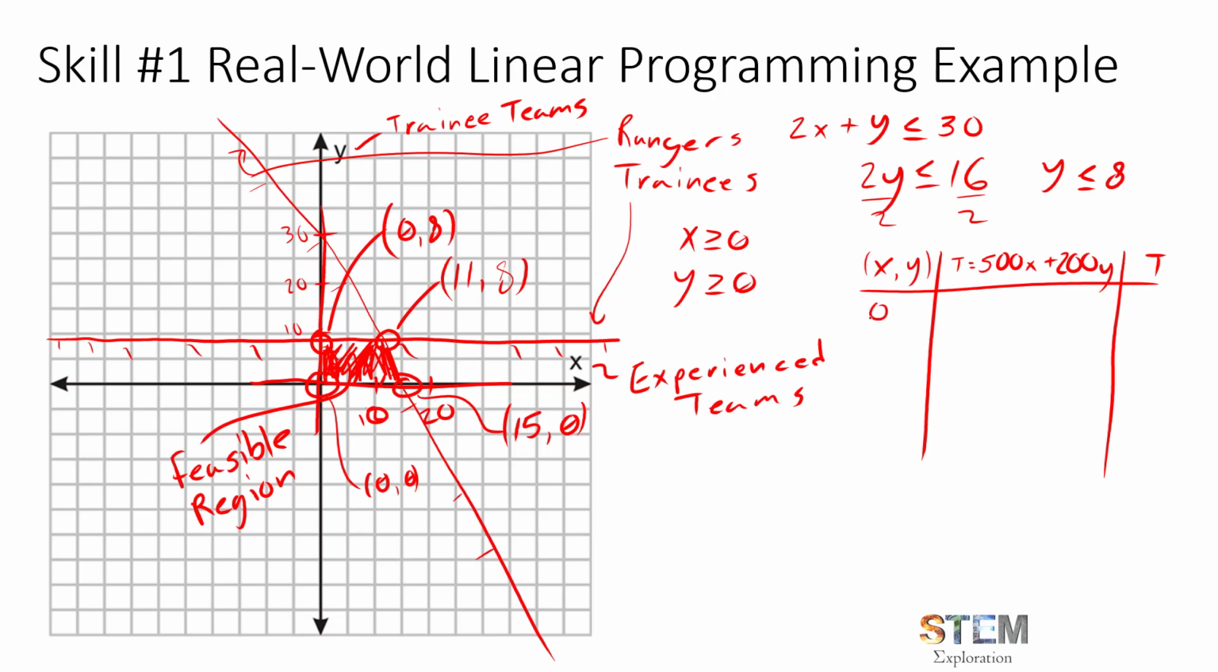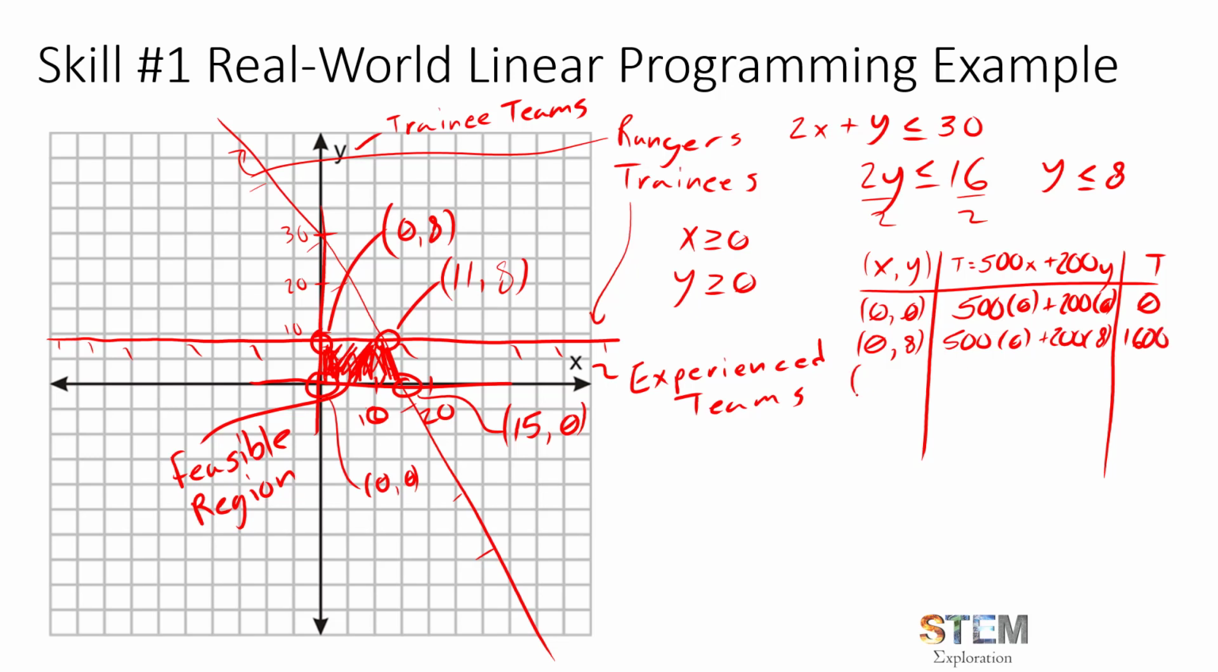So when the xy combination, so 0 training teams, 0 experienced teams, well, that's just 500 times 0 plus 200 times 0. That's pretty easy. Don't need a calculator for that one. That's just going to equal 0. When you have 0 experienced teams and 8 training teams, that'll be 500 times 0 plus 200 times 8. 1600. All right, that's a nice number.